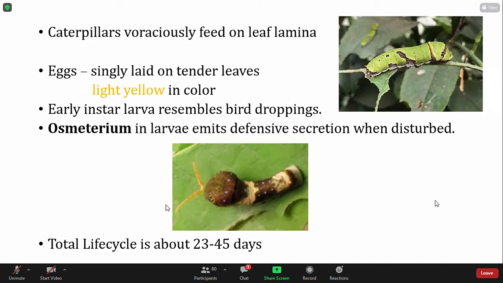Osmeterium is the horn-like structure. Here you can observe, right? This emits a defensive secretion when disturbed. The total life cycle is about 23 to 45 days.